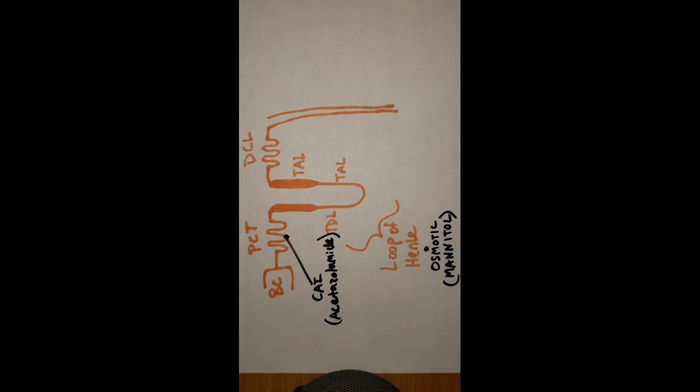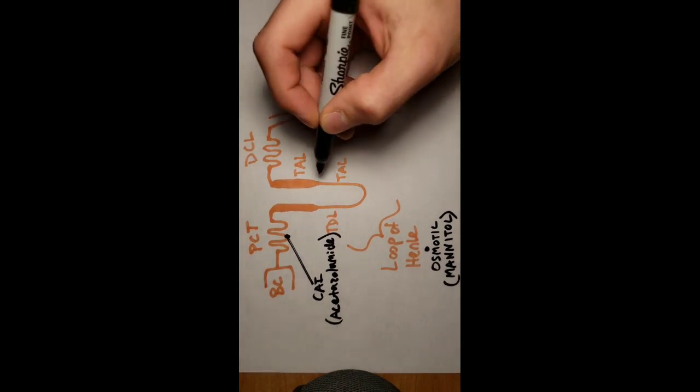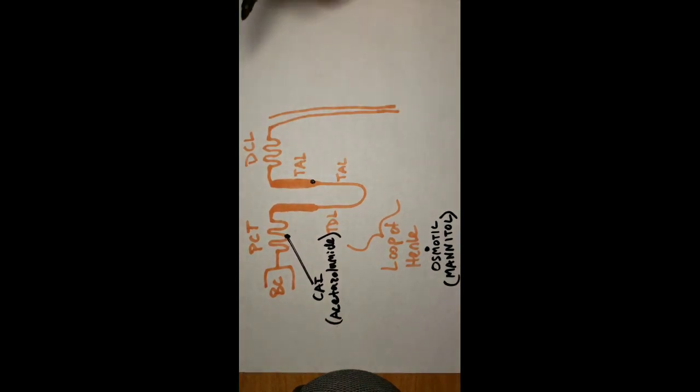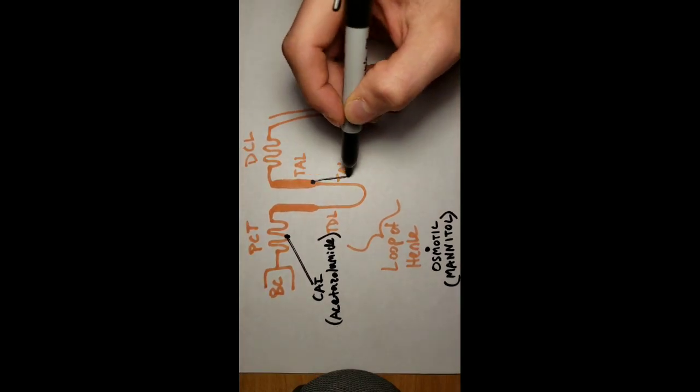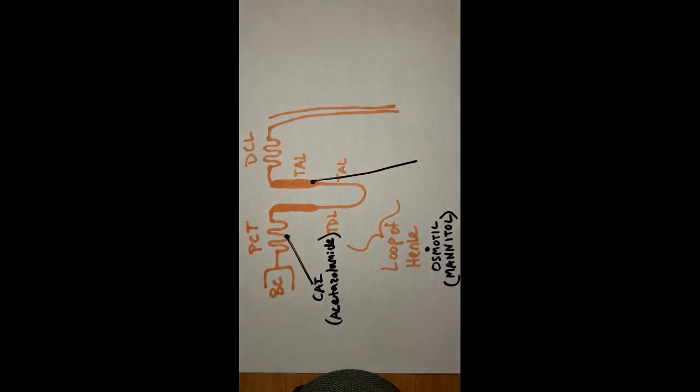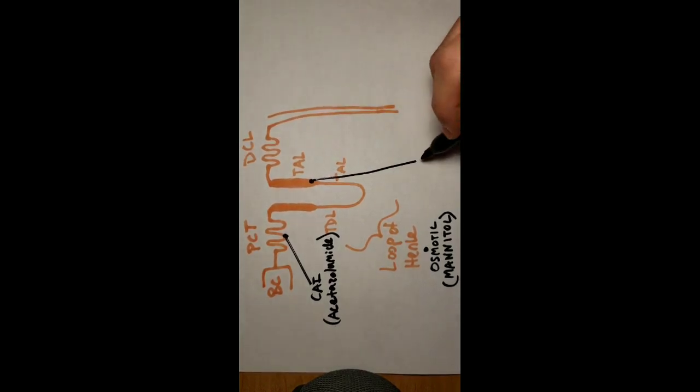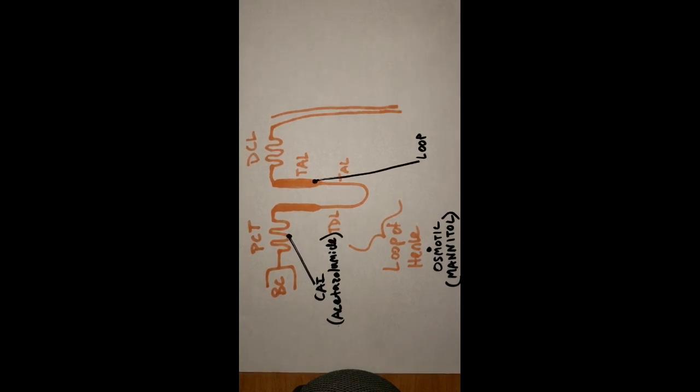We have the L now for loop, and I'm going to indicate that loop diuretics are most active here in the thick segment of the ascending limb in the loop of Henle. Okay, and I'm going to draw a line just so that we are clear. So this is where loop diuretics are most active. Loop diuretics work by inhibiting the sodium-potassium-chloride symporter. This is known as NKCC.